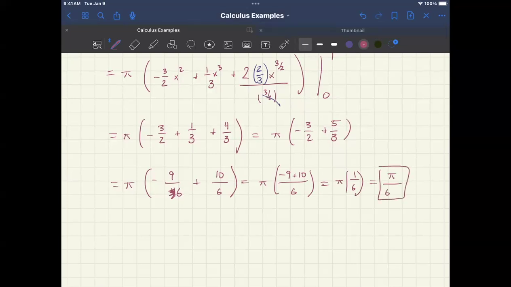And there's the volume of the shape that we created. Thank you for listening.